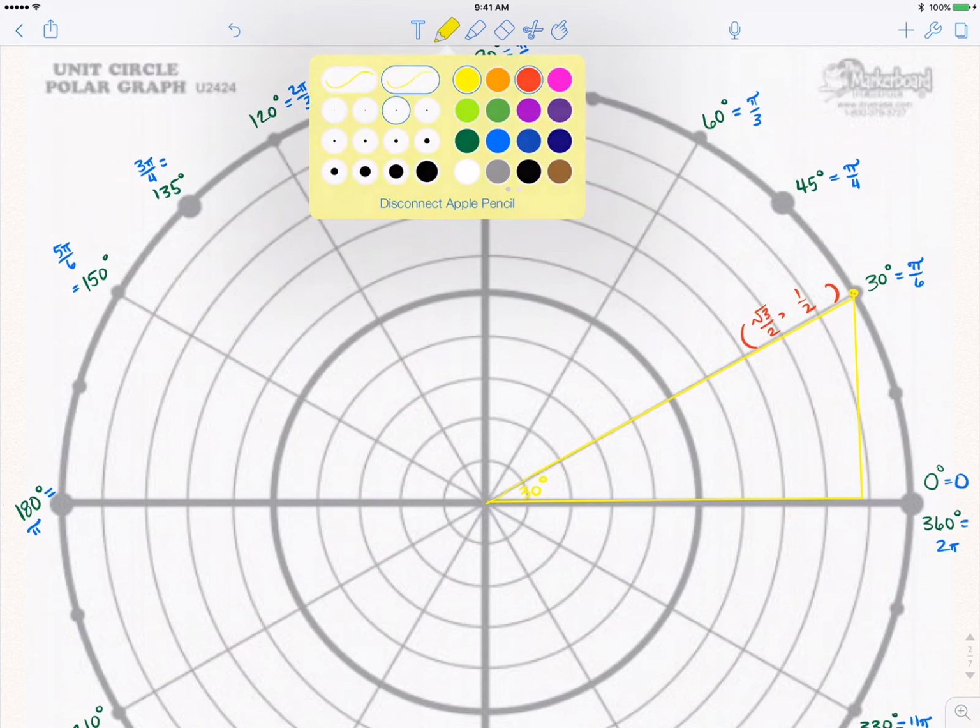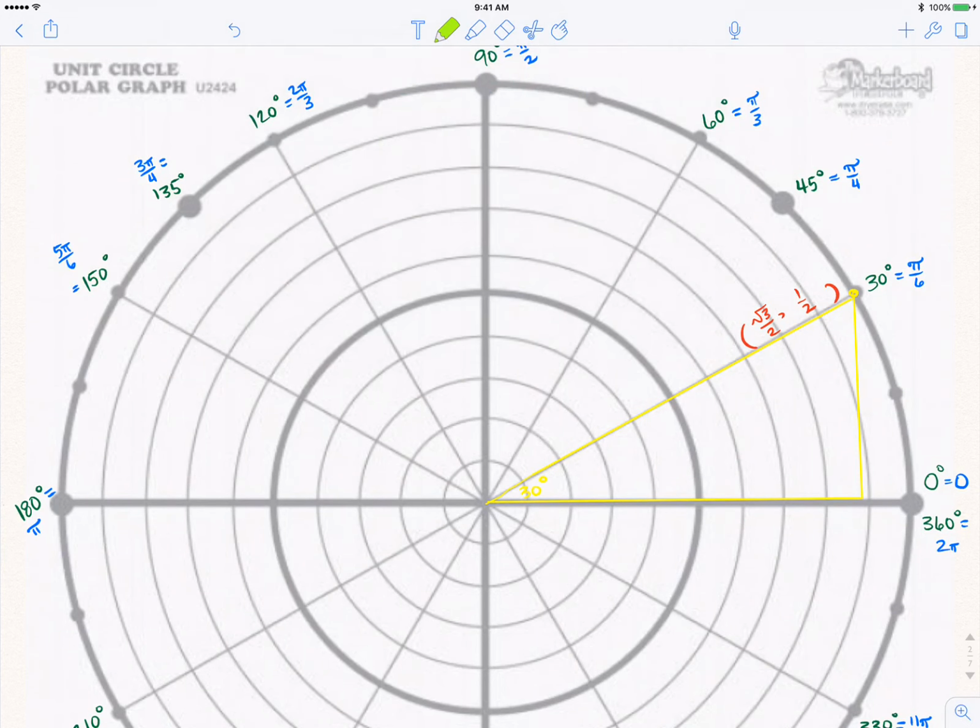If I go back up and I make a triangle using the 60-degree angle, the 60-degree spoke. Once again, we start at that point. We drop down to the x-axis, making a right triangle. The angle at the origin is my 60-degree angle. So when I look at this one, my x value is now a short leg, so it's going to be 1/2. My y value is my long leg, root 3 over 2.